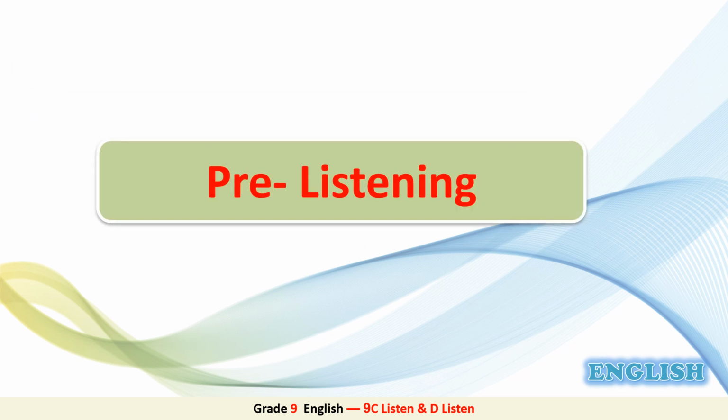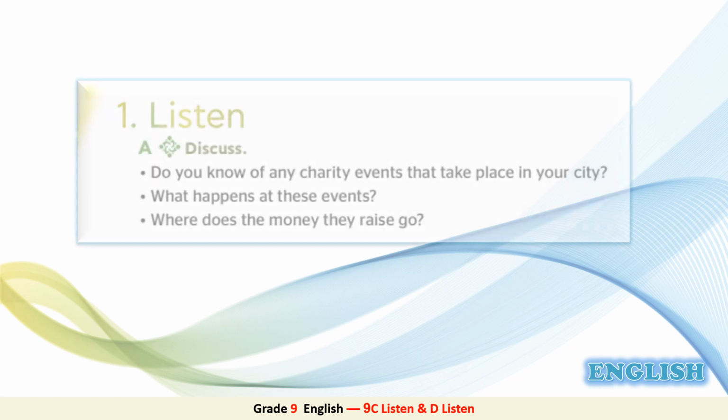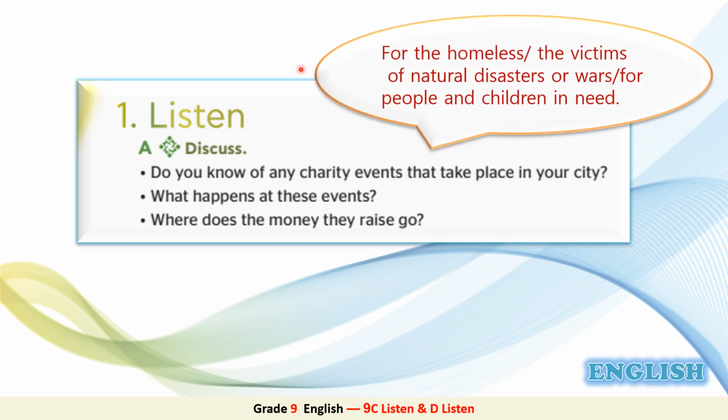Now let's go to Students' Book, page 102, and let's have this pre-listening task. 1. Listen. A. Discuss. Do you know of any charity events that take place in your city? Yes, what do you think? Do you know any of the charity events that take place here in Doha? What do you think? Excellent.